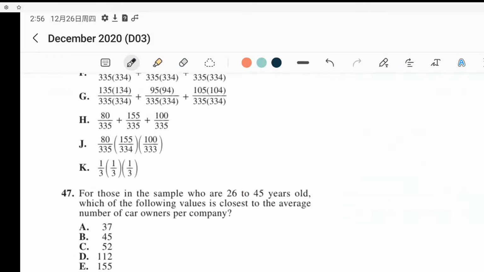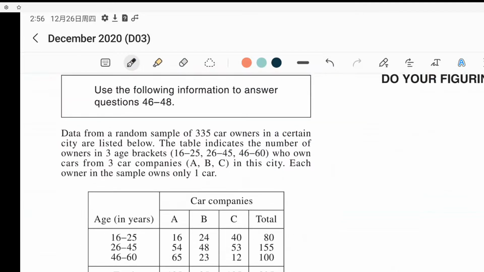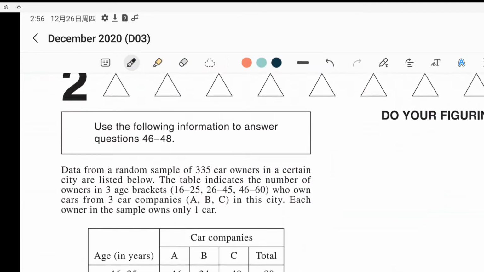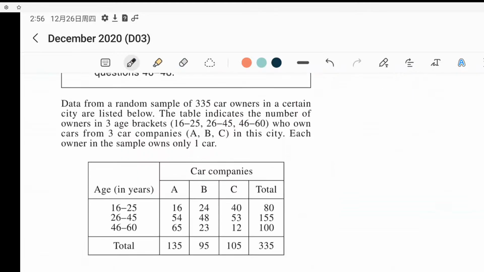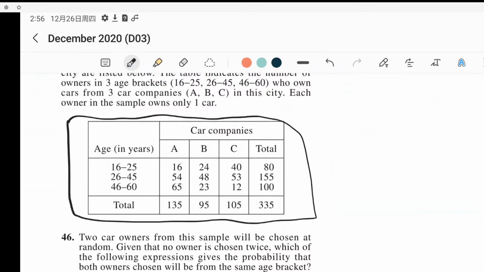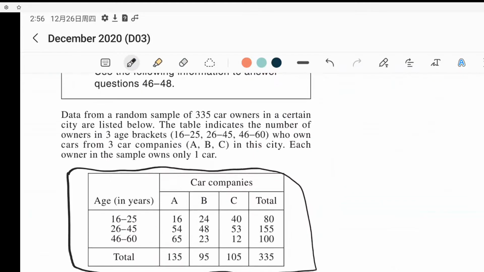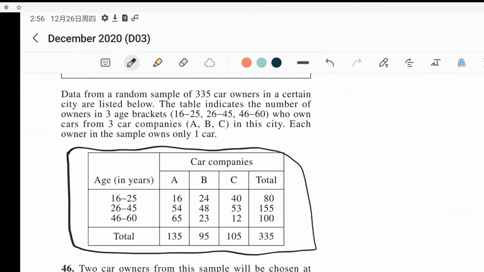We're gonna do 46. 2 car owners. So we're given the following information for questions 46 through 48. So I will do all 3 of them. We're given a graph right here about car companies and ages in years of A, B, and C, 3 different companies. Each owner in the sample only owns 1 car.